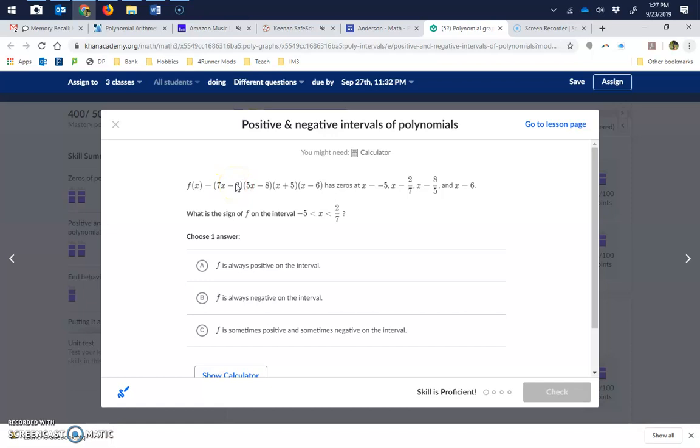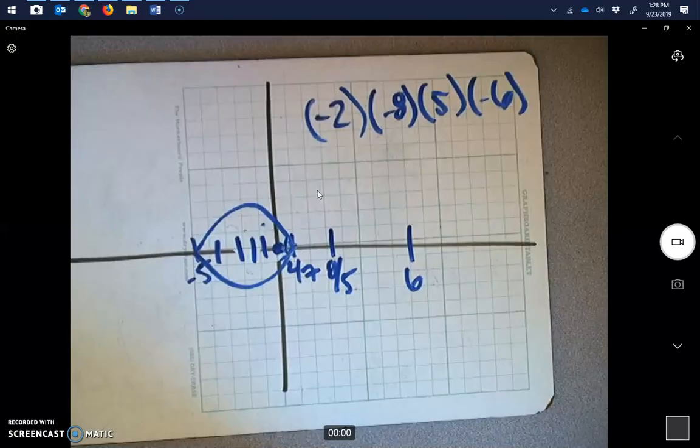So I'm writing this down on my board right now. The first one's negative 2. The next one's going to be negative 8. This one will be positive 5. And finally, this one will be negative 6. So go back to our board.